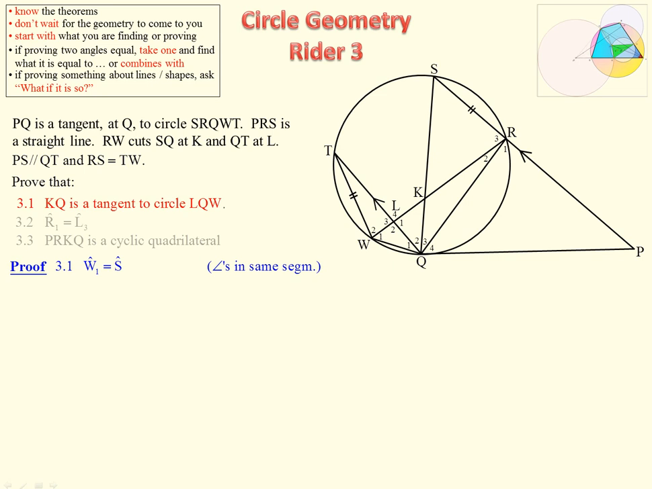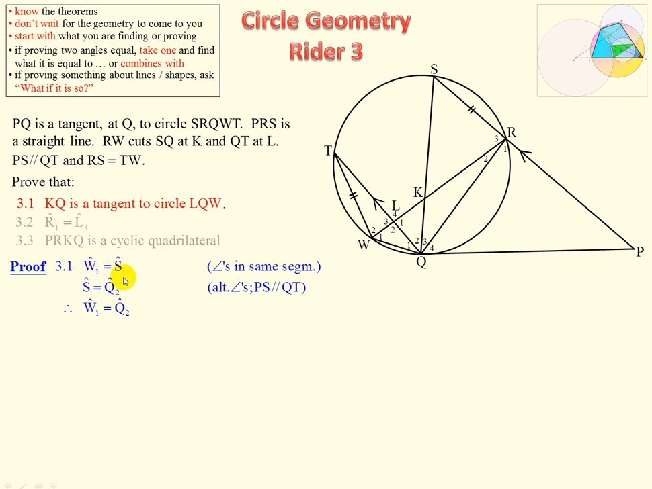W1 equals S. Angles in same segment. S equals Q2. Alternate angles, PS parallel to QT. Remember, it's always very important that you state the parallel lines, because angles can be alternate without the lines being parallel. 3, therefore, W1 equals Q2.